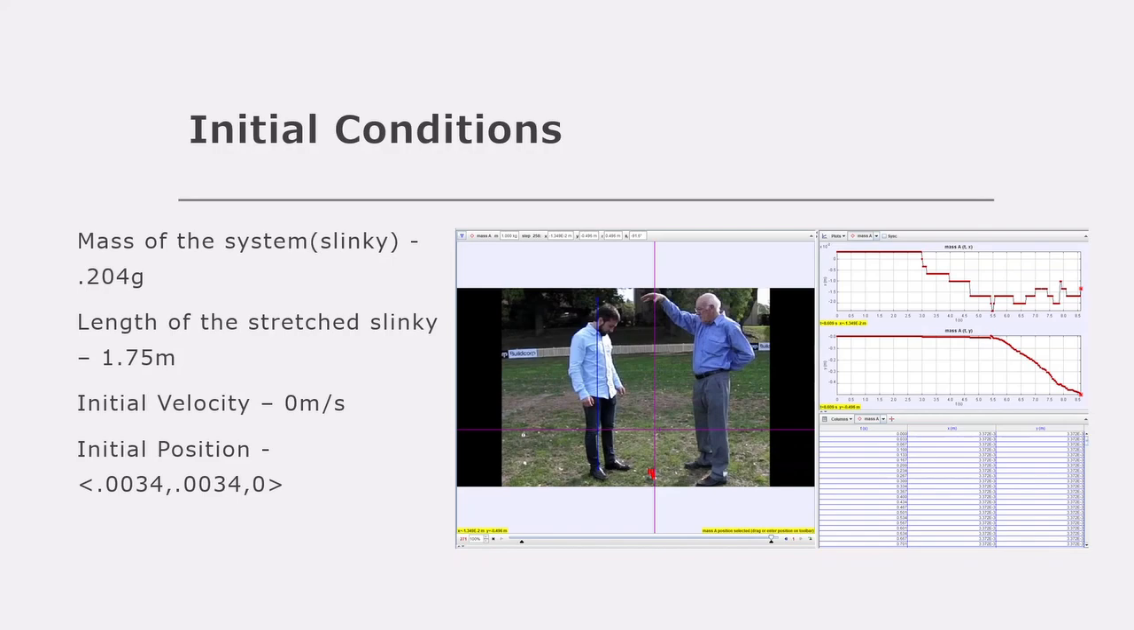Here are our initial conditions. The mass of the slinky was determined to be 0.204 grams. The length of the slinky was 1.75 meters. The initial velocity of the slinky was 0, and the initial position was 0.0034 for x, 0.034 for y, and 0 for z. Here's a brief look at what we did in Tracker.